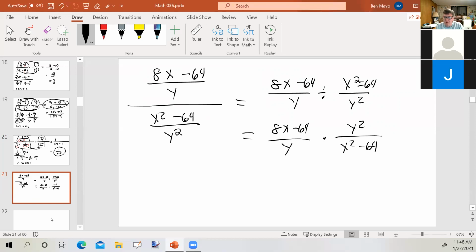Okay, do you see that? That's like this very first problems I did. Even though it looks more complicated, it's still a single fraction divided by a single fraction. So I could use this method if I wanted to.